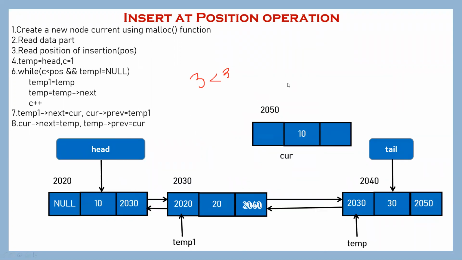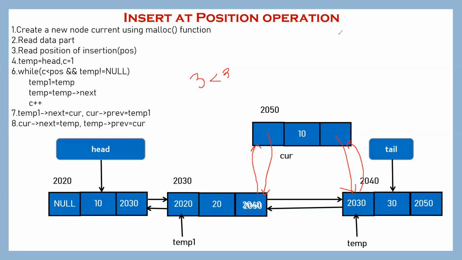Now coming to the insertion between temp1 and temp2, first temp1 next should point to the current. What is temp1? Temp1 is pointing to the node 20. Temp1 next means this one. It should point to where? It should point to the current. This is the current node. And current previous is equal to temp1. Current previous is this part, which should point to temp1. Next, current next should point to the temp, and temp previous should point to the current. So these are the links we need to update.